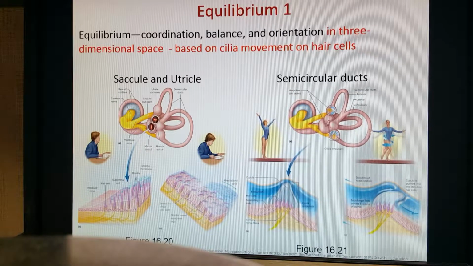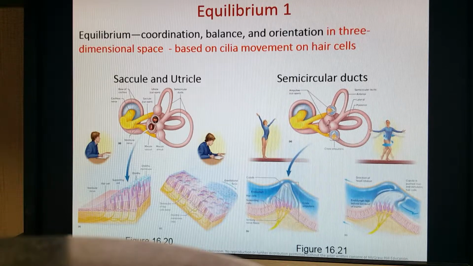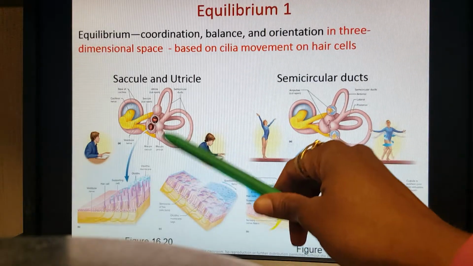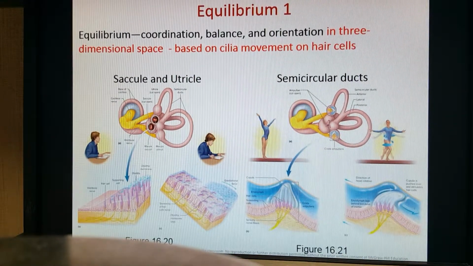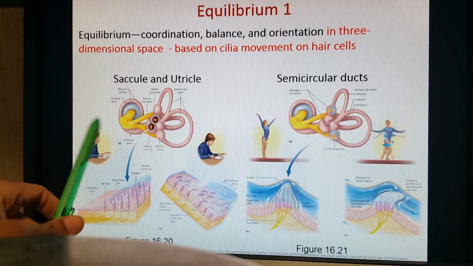Moving on to equilibrium. This is where we're able to figure out where we are in 3D space, as well as being able to be balanced in the space. It is based on the movement of hair cells in the vestibule and the semicircular ducts. The saccule and utricle help to determine your head position.